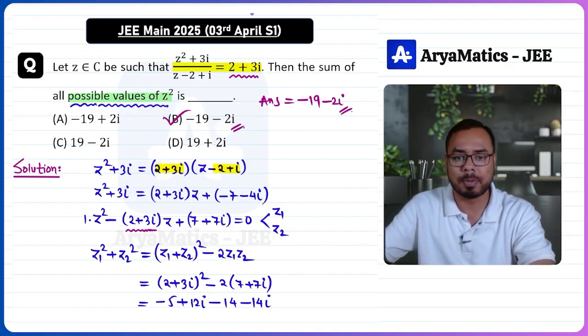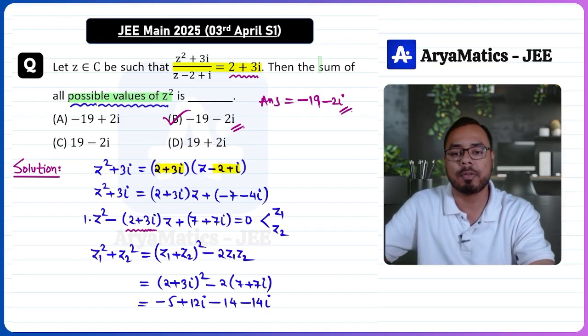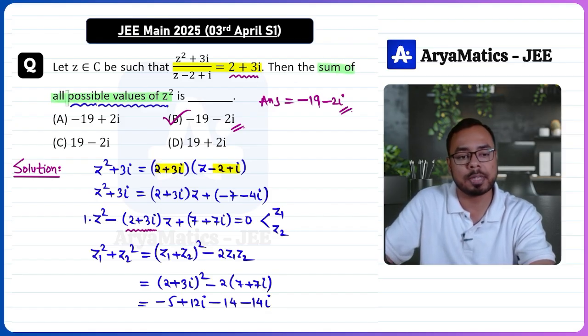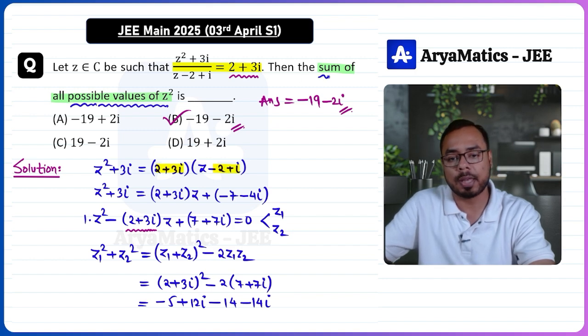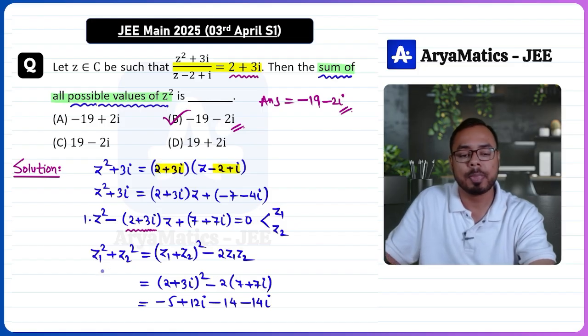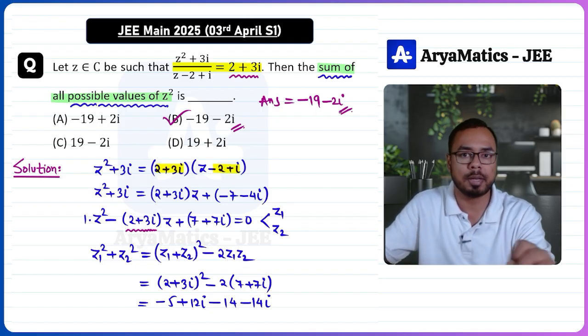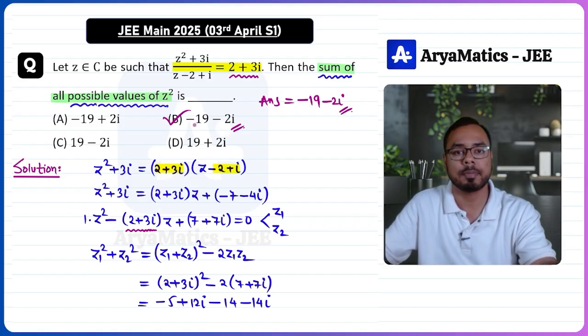So this was a very simple problem, you can say, but you have to be aware of the fact that we do not need the actual value of z, we need the sum of all possible values of z square. So here, instead of finding the actual roots of this quadratic equation, we can say that the roots are z1 and z2. So we can use the relation between roots and coefficients of a quadratic equation, right? Sum of roots minus b by a, product of roots c by a. So from there we got z1 square plus z2 square as minus 19 minus 2 iota. And therefore the correct answer for this problem will be the second option.